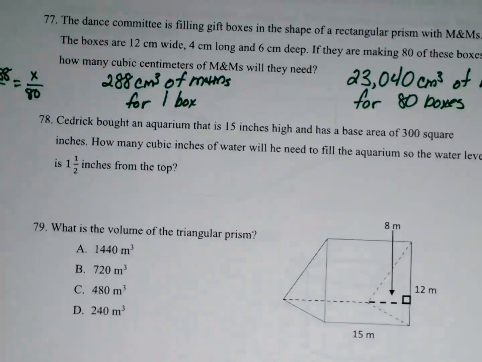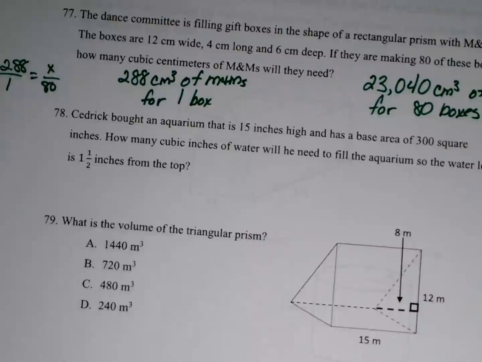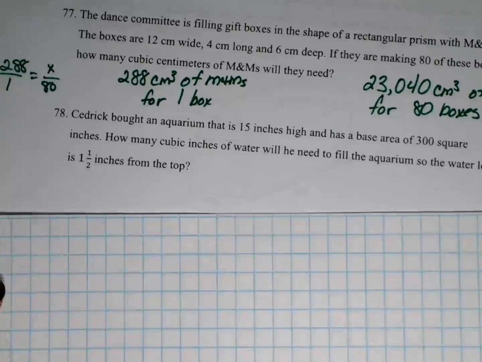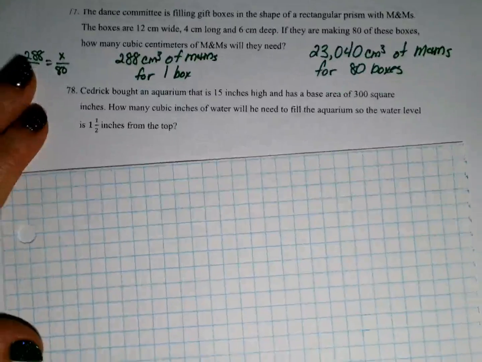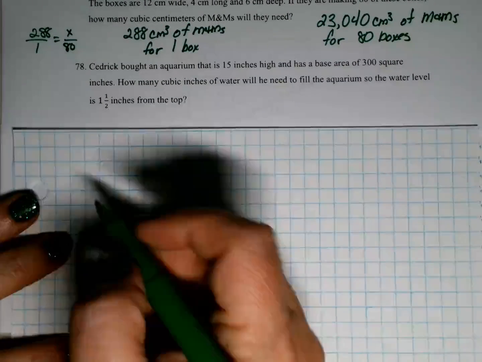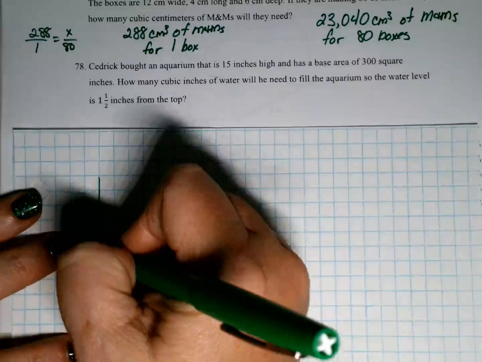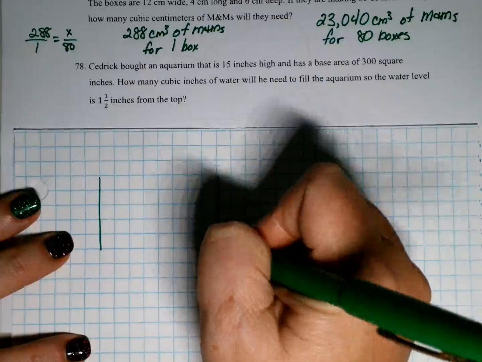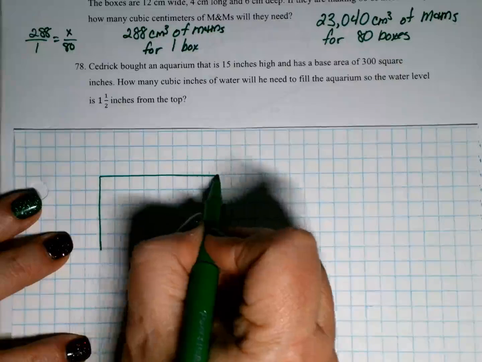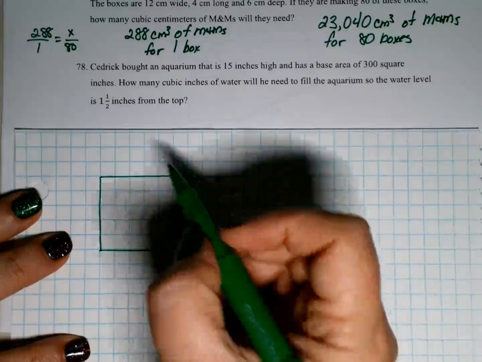Cedric bought an aquarium that is 15 inches high and has a base area of 300 square inches. How many cubic inches of water will he need to fill the aquarium so the water level is 1.5 inches from the top? Oh, that sounds complicated. Let's see if it's as complicated as it sounds. All right, we have an aquarium.